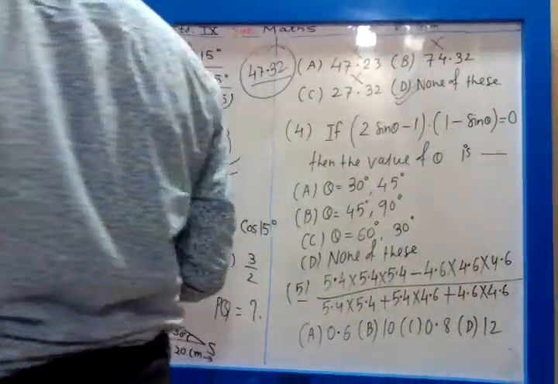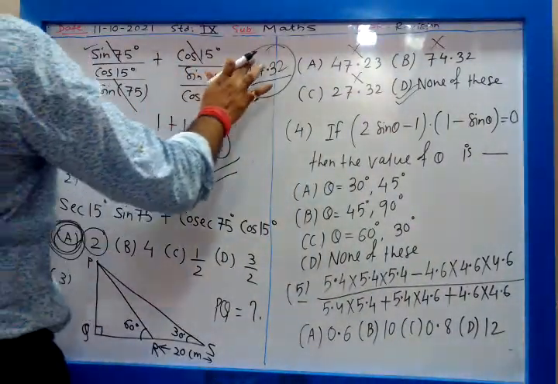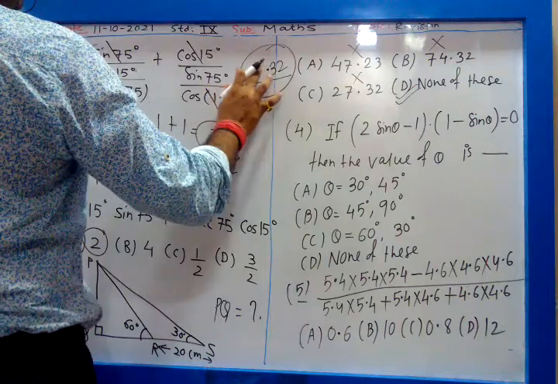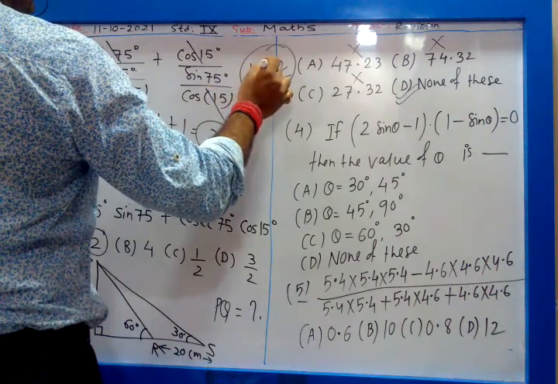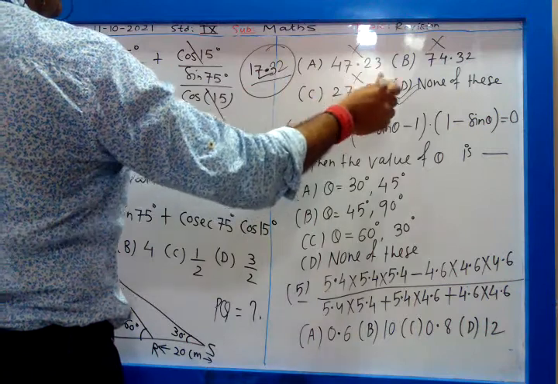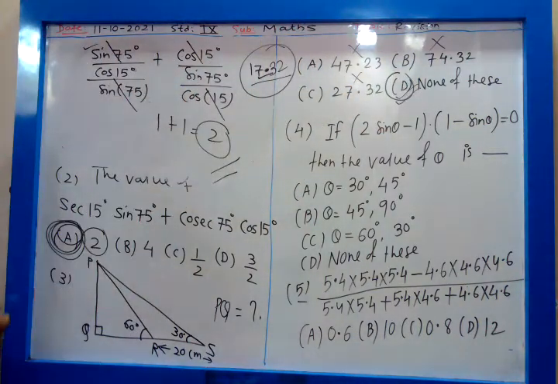PQ is 17.32. Yes, what about other? This answer is not there in any option. So D is the correct option.